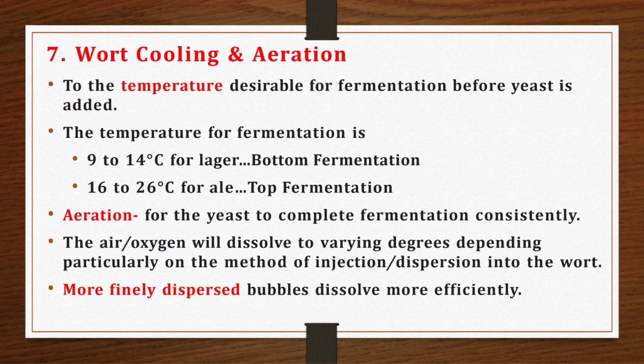Now we need to prepare the wort for its most important transformation. This is 7. Wort cooling and aeration. We cool the wort to the temperature desirable for fermentation before yeast is added. The temperature for fermentation is 9 to 14°C for lager, which is bottom fermentation, and 16 to 26°C for ale, which is top fermentation.